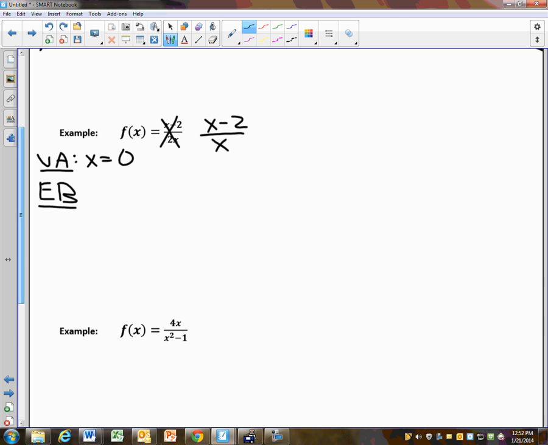End behavior. How do I figure that out? Divide. So we're going to see how many times x goes into x minus 2. What do you multiply x by to get x? 1. Do you want to be done? I mean, everything after that is just a remainder, isn't it? So you could be done at this point. Y equals 1.